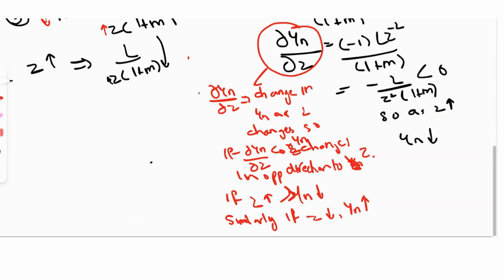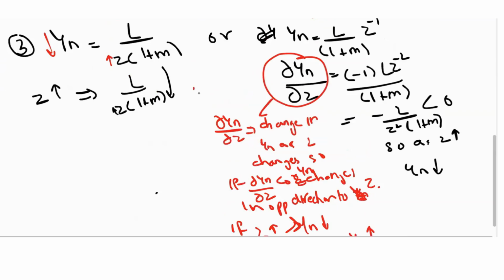So just keep in mind, whenever you find dy by dx, it's the change in y as x changes. If the sign is positive, this means y changes in the same direction as x. So if x increases, y increases. If x decreases, y decreases. If it's negative, this means that y changes in the opposite direction as x. So if x increases, y decreases. If x decreases, y increases.